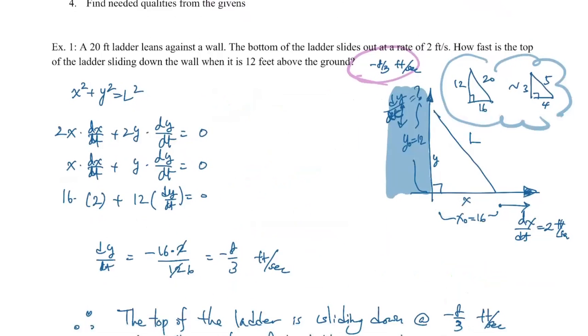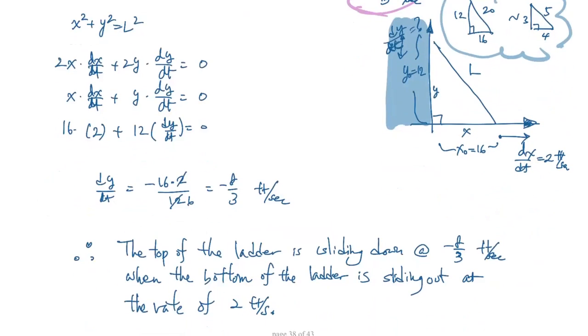When I did, x is 16, y at that length is 12, and dx dt is 2. I solve for that, I move that to the other side, and I don't multiply it out because it will be easier for me to cross cancel. And from negative 16 over 6, I could quickly see that's negative 8 thirds feet per second. It's good form to respond in a complete sentence. So the top of the ladder is sliding down at negative 8 thirds feet per second when the bottom of the ladder is sliding out at the rate of 2 feet per second.